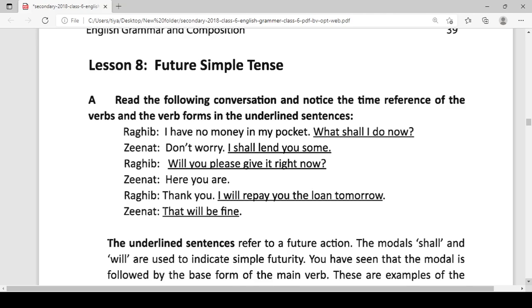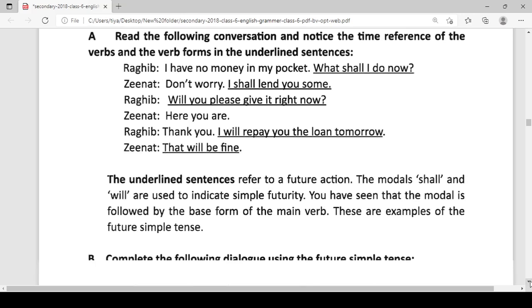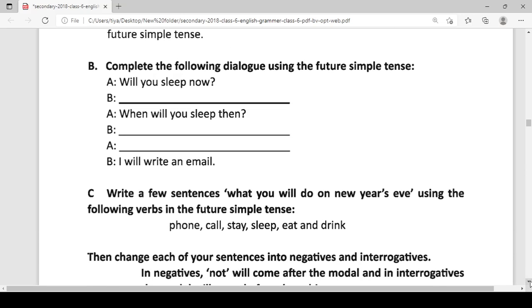We are using will or shall in the sentences. So these sentences are simply simple future tense. The structure of the simple future tense is subject plus first form of the verb plus object. So please try to understand each and everything. The underlined sentence refers to a future action. Will you sleep now? No. When will you sleep then? I will sleep then at 10 o'clock.